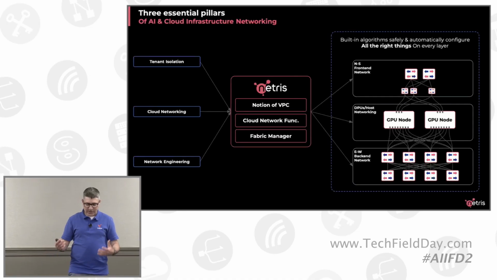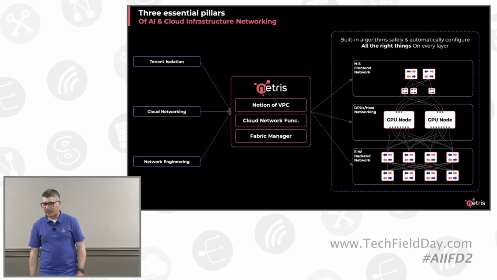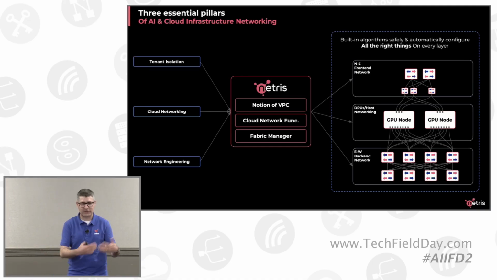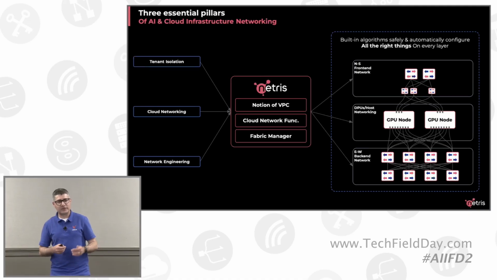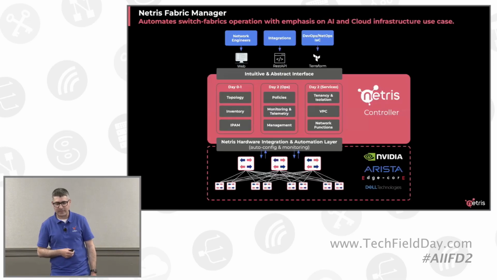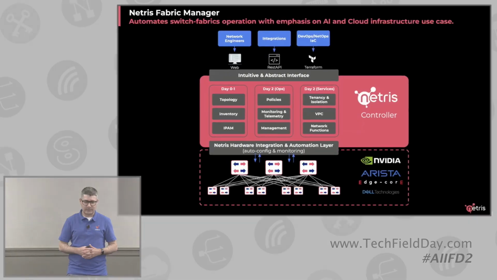Just to remind you, just to set context, we had this notion of 3 pillars, which is basically an ability for infrastructure operator to have the notion of VPC, like in the cloud, to have the notion of cloud networking functions, basically functions that switches do not do, but are required in the network, and fabric manager functions, functions for managing, operating the fabric for day-to-day operations. Now, how it works is this.